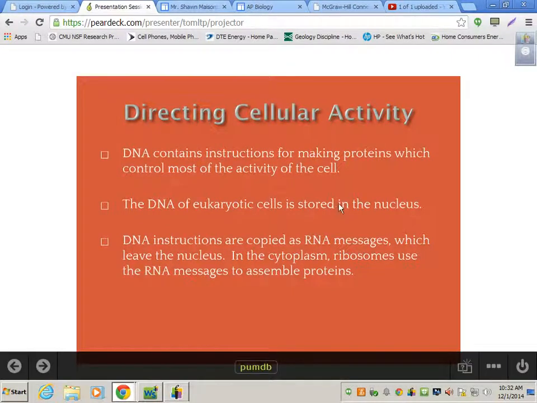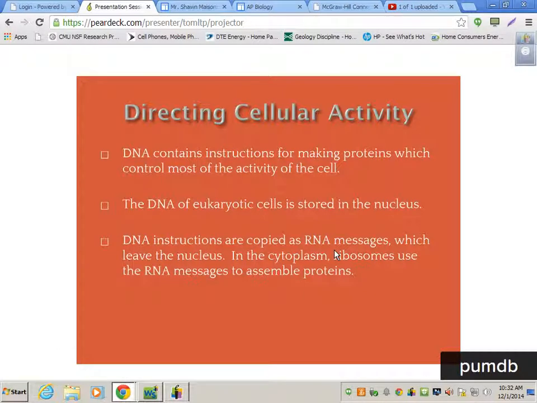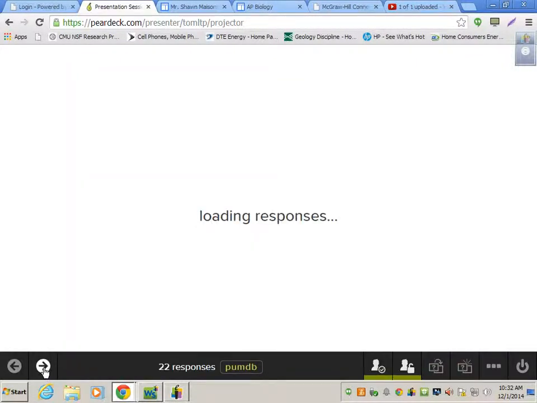So we store DNA in our nucleus. Prokaryotes do not have a nucleus, though, right? And so in a prokaryotic situation, their DNA is directly exposed to their environment. There's no nucleus there to keep it safe.